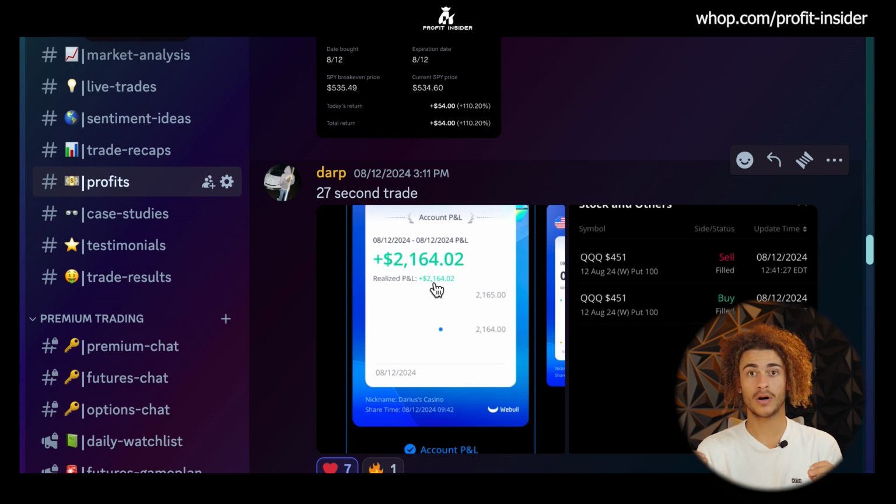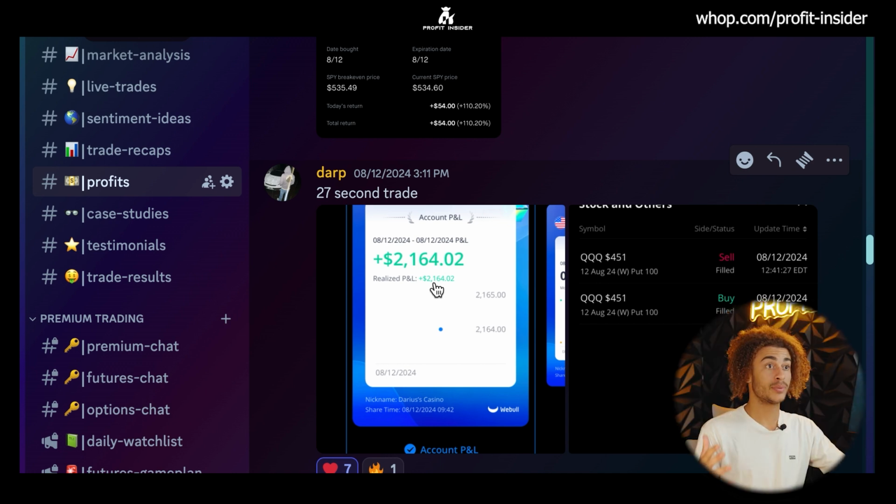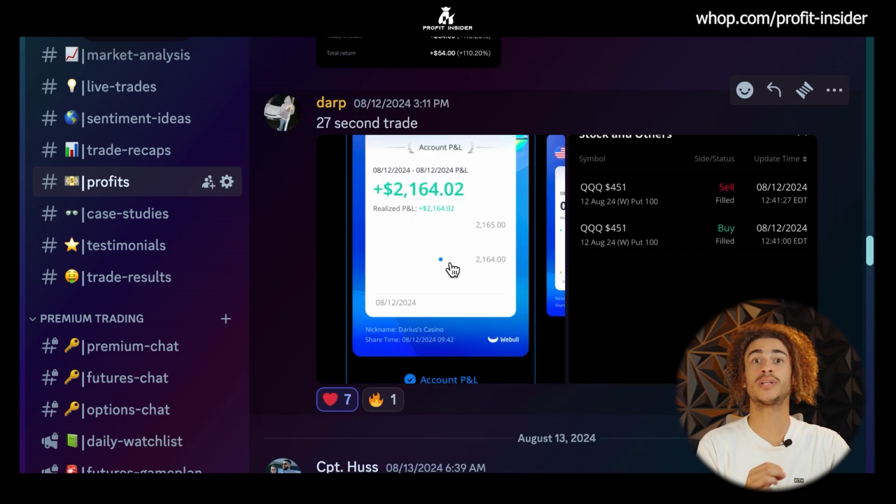Darius just bought his first car and moved into his first house. He was able to pay for this purely from his trading profits. And the best part about this is that he is only 18 years old. I'll show you the Tesla he got in one moment.